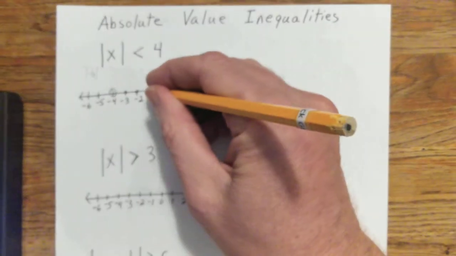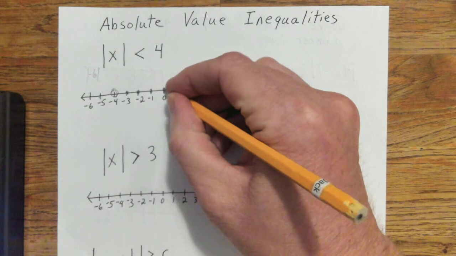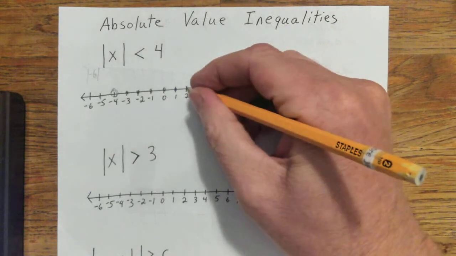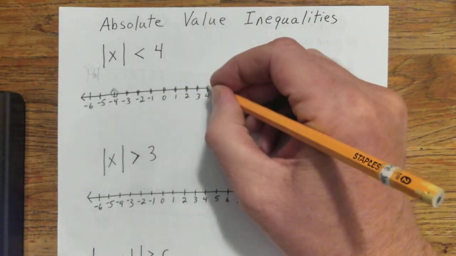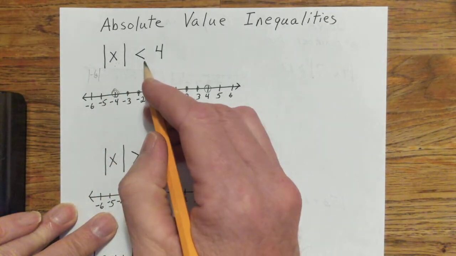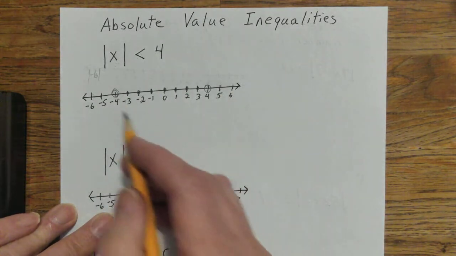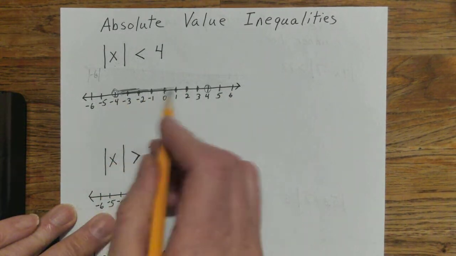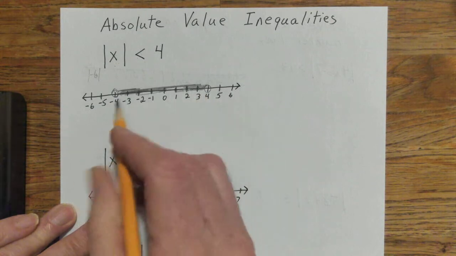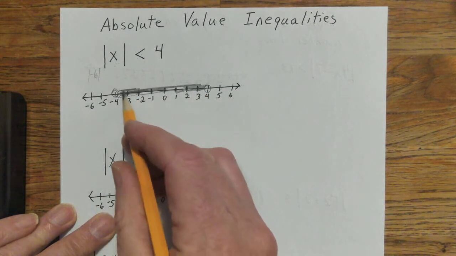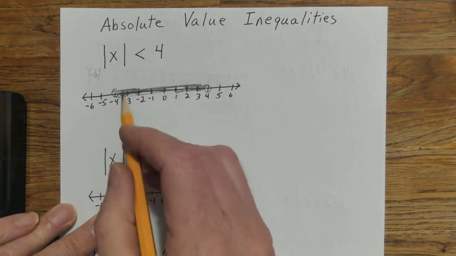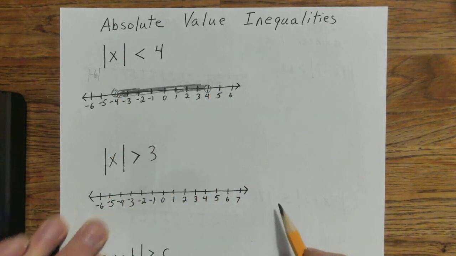Absolute value of negative 1 is 1, and 1 is less than 4. Absolute value of 0 is less than 4. 1, absolute value of 1 is 1. 2, 3, and then 4 again. And if I go to 5, absolute value of 5 is 5. 5 is not less than 4, so I wouldn't do that. So as I think about this, I'm going to shade between negative 4 and positive 4 with open circles, because it's not less than or equal to, it's just less than. If it were less than or equal to, I'd color those in, but that's not the case here.